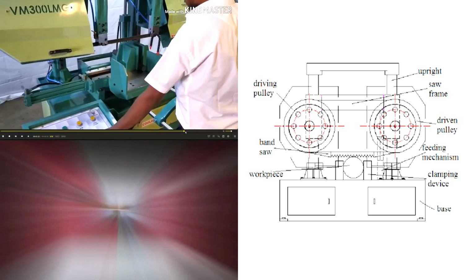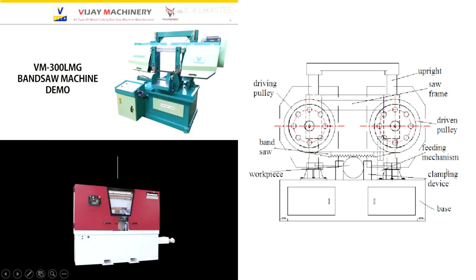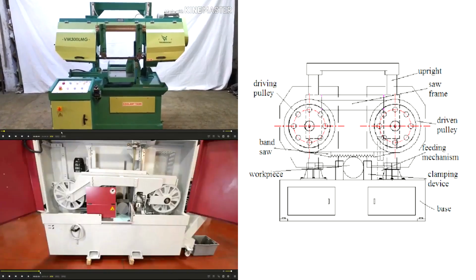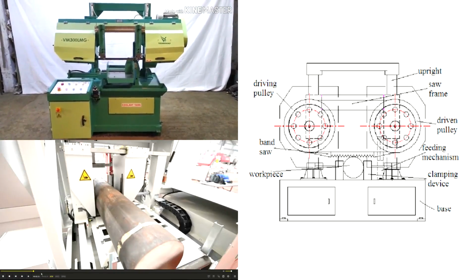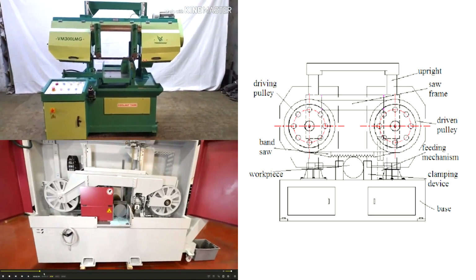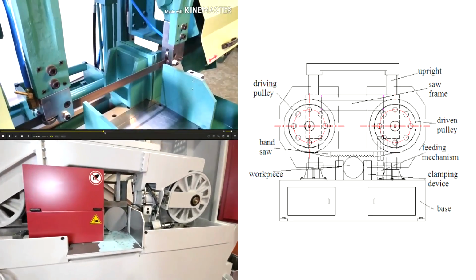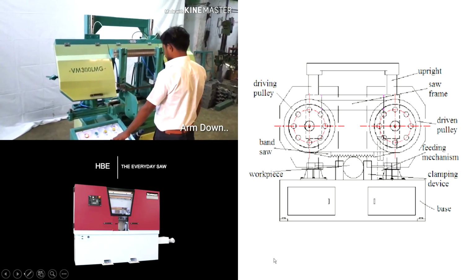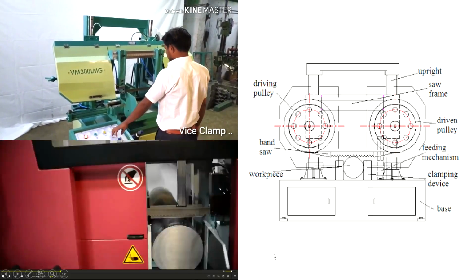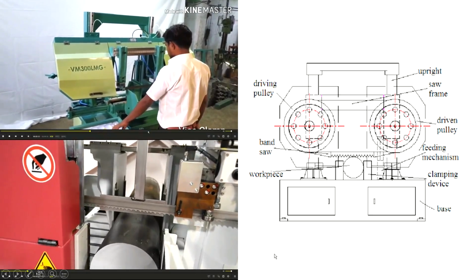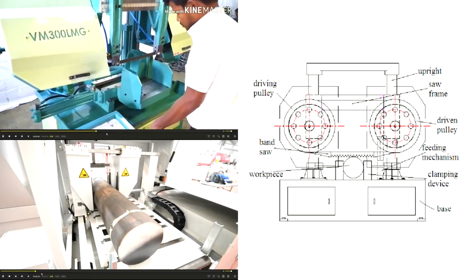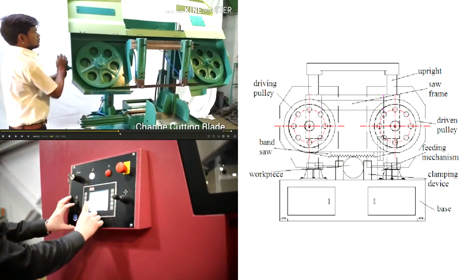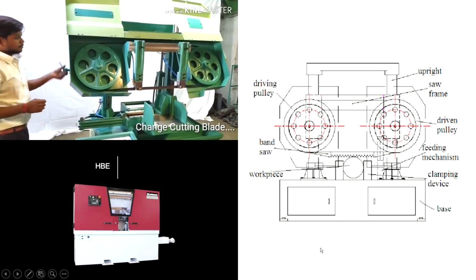concepts. As you can see from the slide, this is the band saw used in the machining lab to cut the metal shaft. And at the left side you can see the machine in real life, how it works. They are semi-automatic and automatic bandsaw machines.